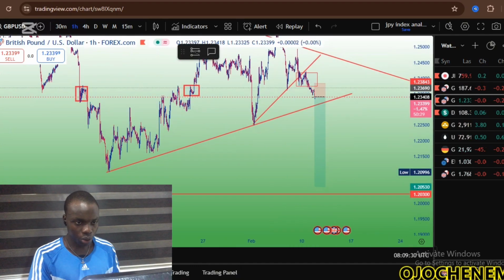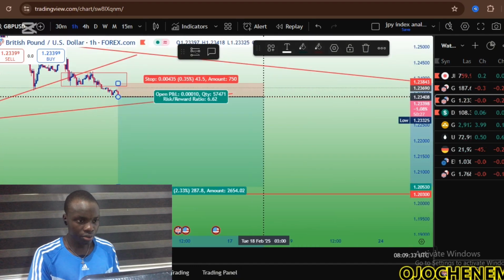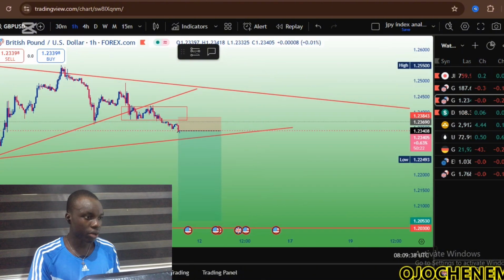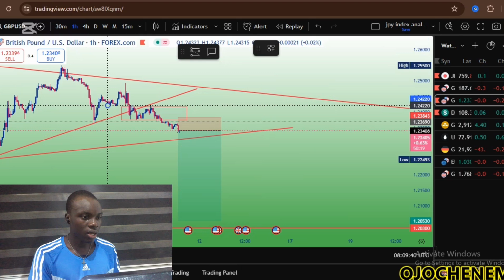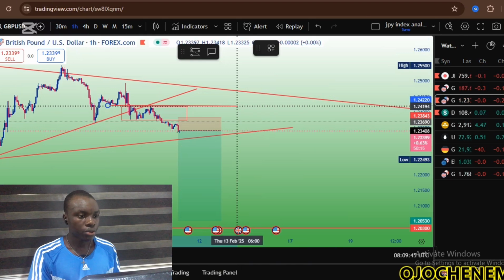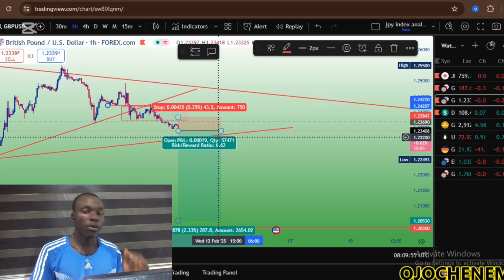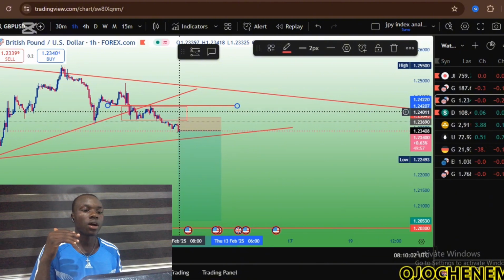So where should we set our stop loss here? Our stop loss will be above this retest, our previous retest here. This is where our stop loss should be, above here. So before the stop loss, we might definitely have unrealized losses, and before the take profit, we'll get our unrealized profit before it finally gets to our take profit.